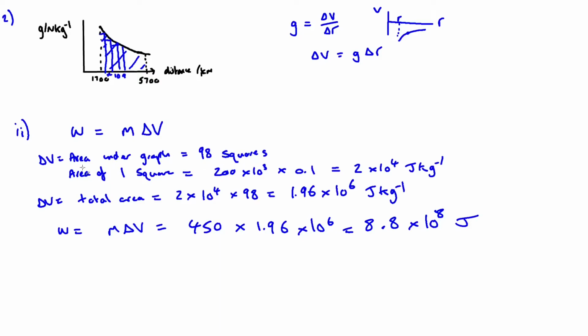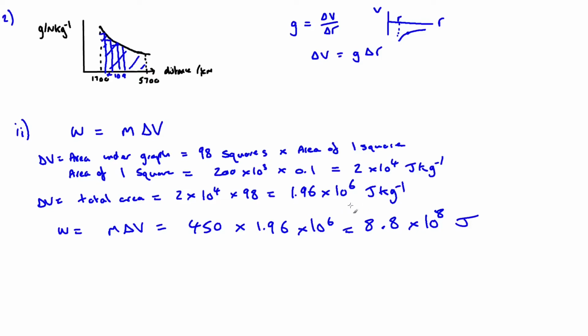So I've tried to show there, delta V is the area under the graph. What is the area under the graph? It's 98 squares multiplied by the area of 1 square. Well, the area of 1 square is, if you work it out, horizontally 1 square is 200 kilometers, 200 times 10 to the 3 meters. Vertically, you've got 0.1 newtons per kilogram of gravitational field strength. There's the area of 1 square. Hence, we can get the area of 98 squares.